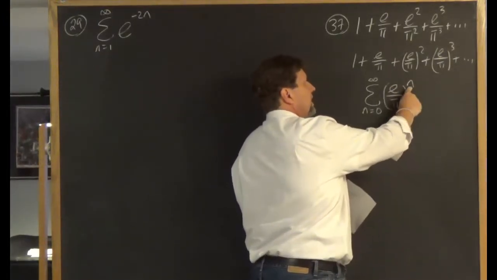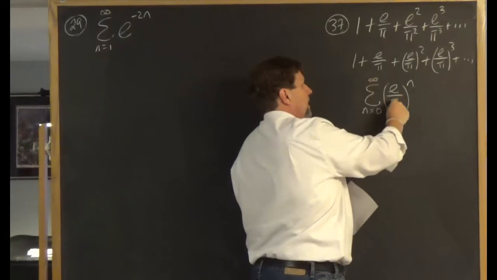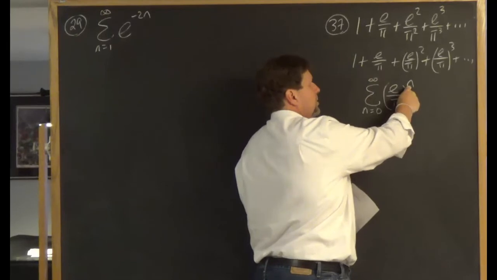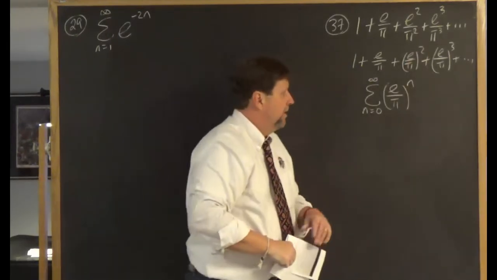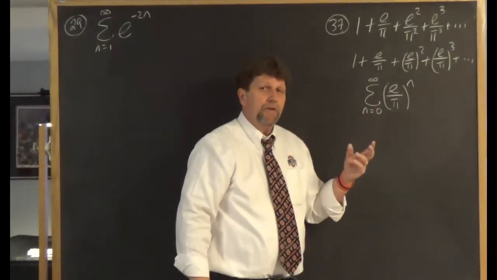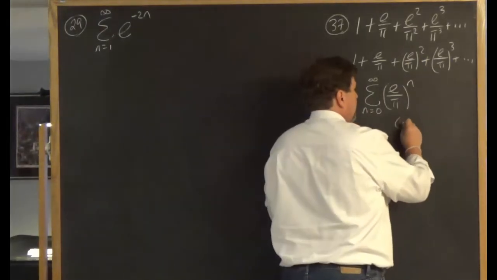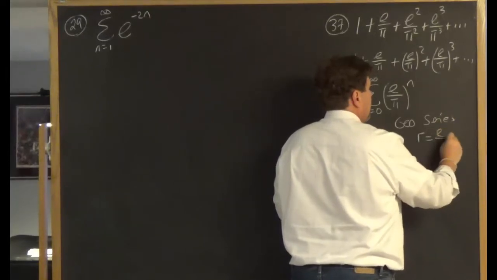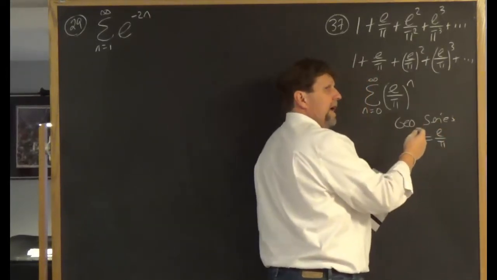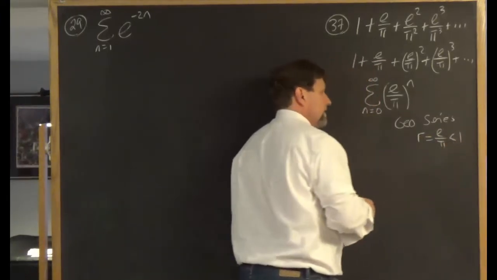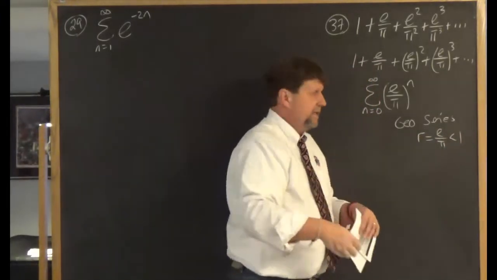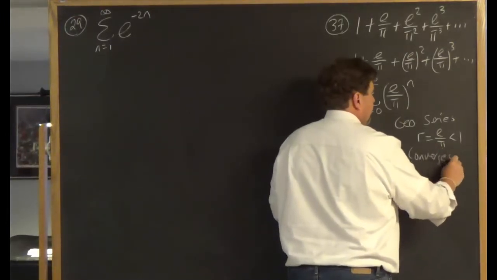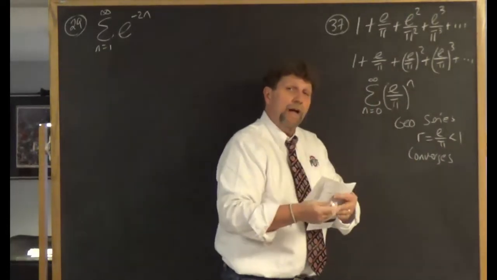Because e over pi to the 0 power would be 1. And then e over pi to the first power is e over pi. E over pi squared, well, that's it. Folks, that's a geometric series. R is e over pi. I don't know exactly what e over pi is, but I do know it's less than 1. And because it's less than 1, I know it converges.